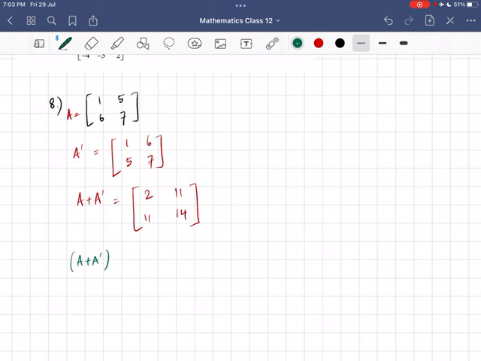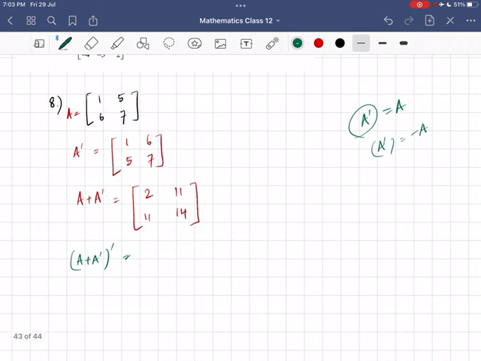Basically, in order to check whether a matrix is symmetric or not, we just need to do the transpose of that matrix. If that matrix is equal to A, it is a symmetric matrix, but if that matrix is equal to minus A, the matrix is a skew symmetric matrix. So here we're going to transpose A plus A transpose. So A plus A transpose is what? 2, 11, 11, 14. Now this one is my row, so it will become column 2, 11, 11, 14. So this is nothing but the same matrix, that is A plus A transpose.